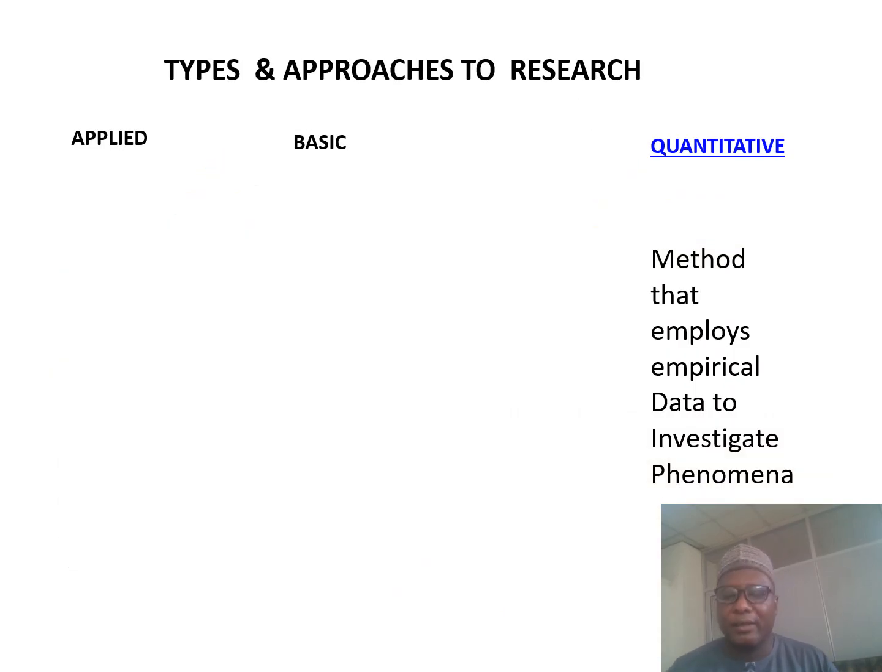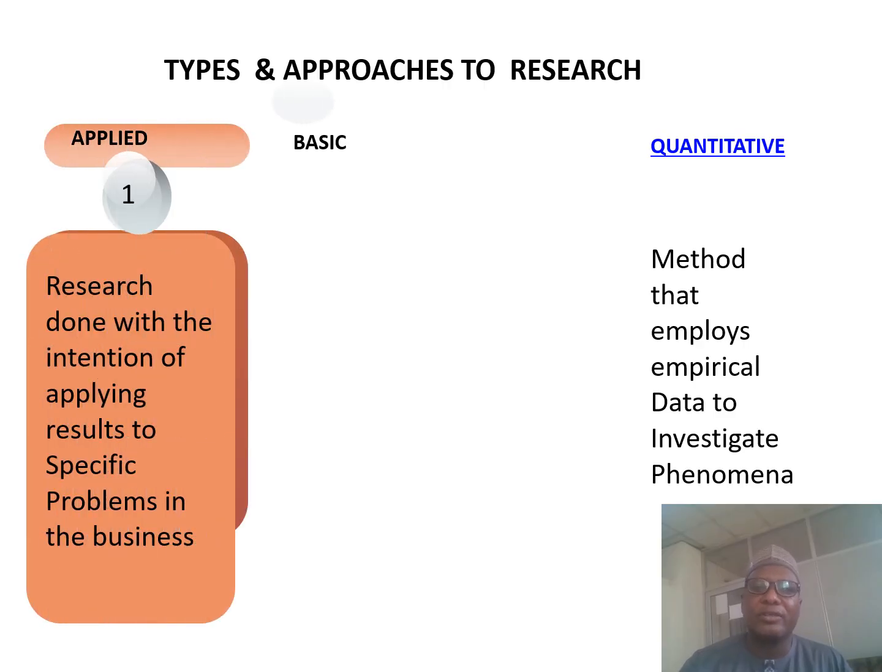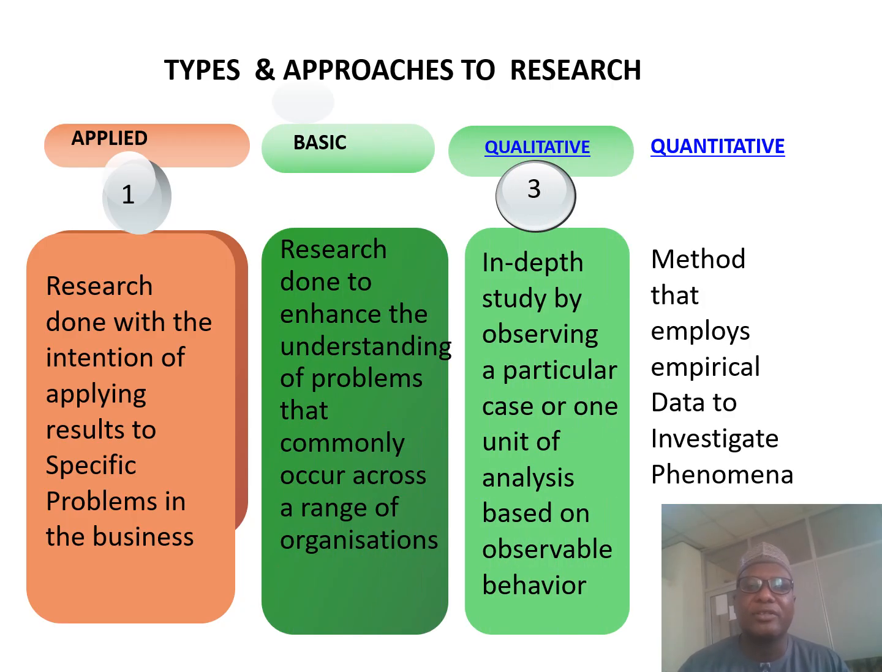And then there are different types of research and approaches to research. Firstly, there are two types of research: applied research and basic research. Applied research is research done with the intention to apply the result to a specific problem in the business. That is, you are finding a solution to a particular problem within the business. Basic research is done to enhance the understanding of a problem across a range of organizations.